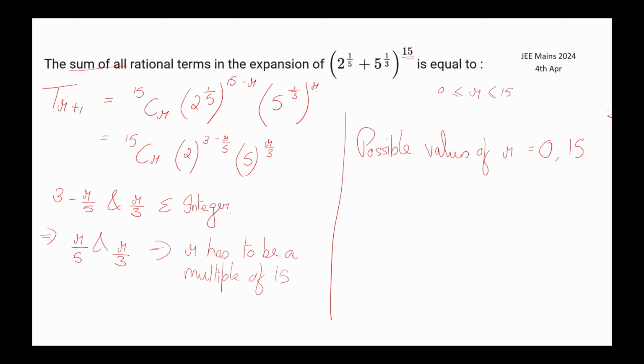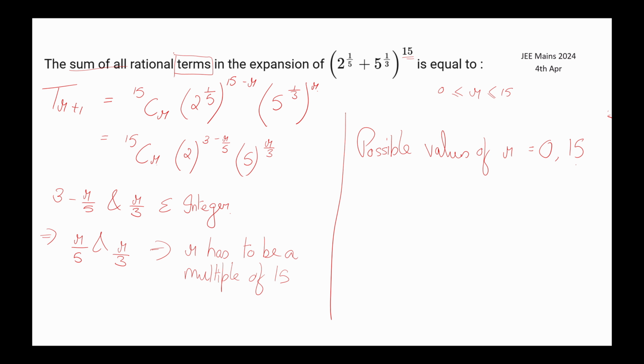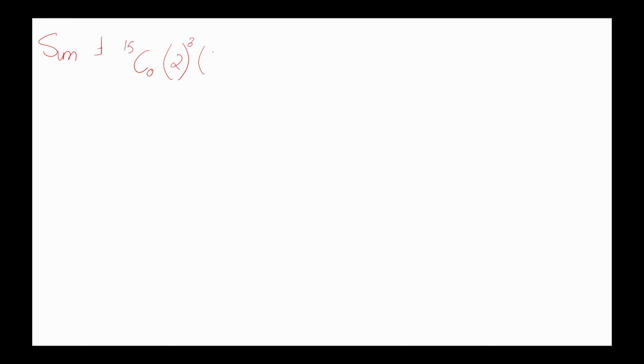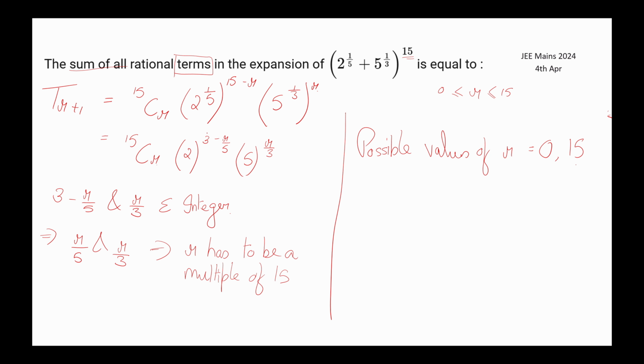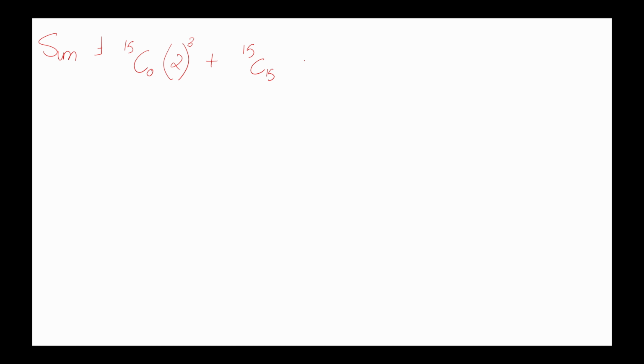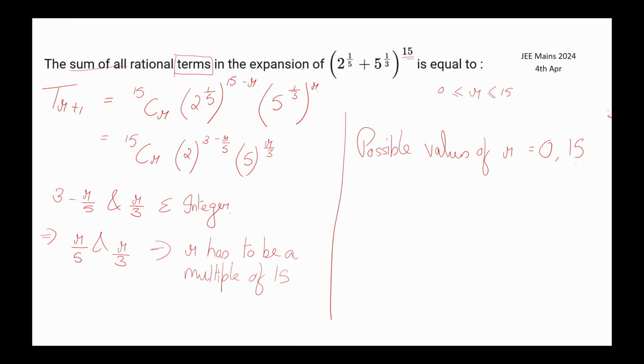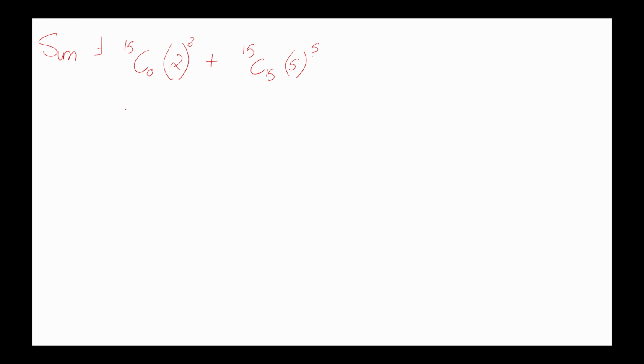Now here, of course, we have to take the entire term, because they've told us the sum of all rational terms and not the coefficient. So let us find out the sum of all terms. We are going to get 15c0. Let us take r to be 0 first. This would become 2 to the power 3, and here we would be left with 5 to the power 0, which makes it 1. Another one would be 15c15, 2 to the power, once I've taken r to be 15, this would become 3 minus 3, 0. So 2 to the power 0 becomes 1, and I would be left with 5 to the power 15 by 3, which makes it 5. So this is my answer.